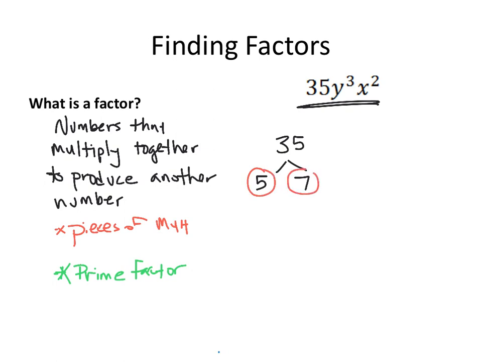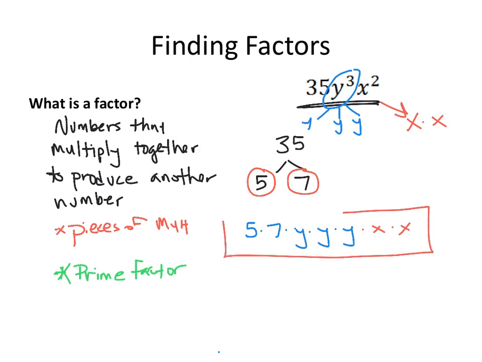Now with variables, it works a little bit differently, but it's really not that complex. The values that multiply together to give us y to the third are simply y times y times y. So if we were to put this together as a string, we have 5 times 7 times y times y times y. Then we look at x, and since that's x to the second, that's simply x times x, and we can add that to our string.